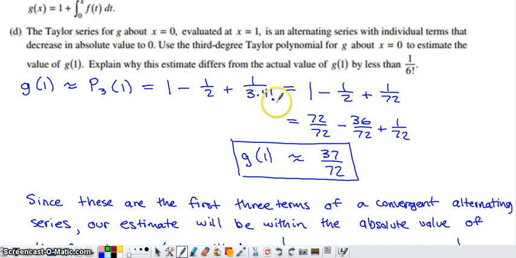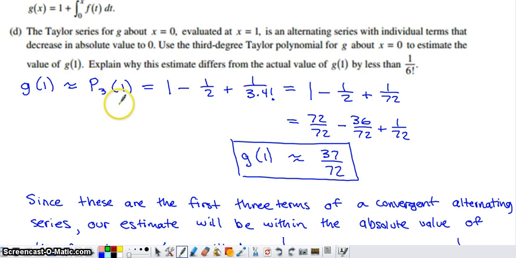And so in the last piece of this, they tell us the Taylor series for g at 0 evaluated at 1 is an alternating series with individual terms that decrease in absolute value to 0. That we'll actually use to help with this explanation part, but what they really want us to do is use the 3rd degree Taylor polynomial for g about 0 to estimate the value of g of 1. So g of 1 can be approximated with the 3rd degree Taylor polynomial for g evaluated at 1.